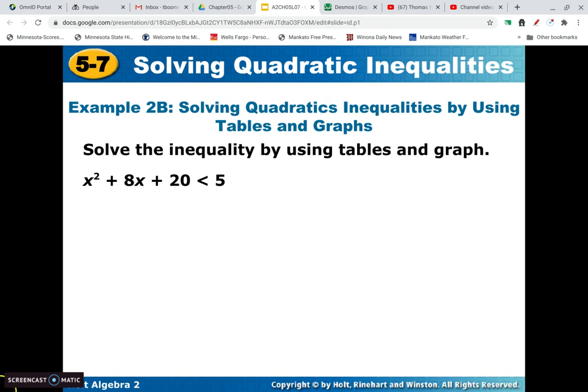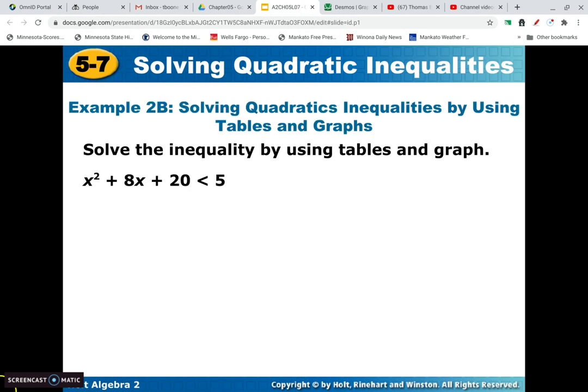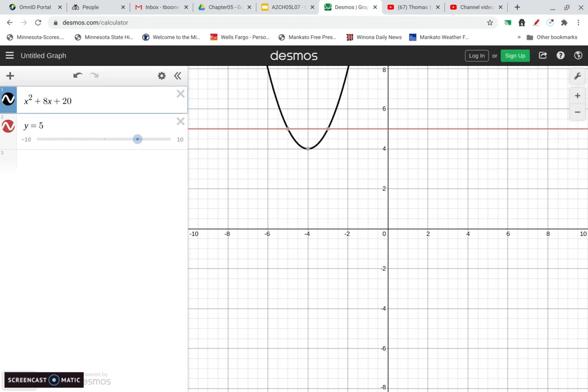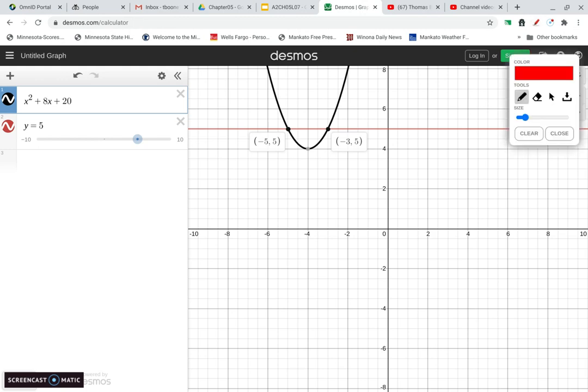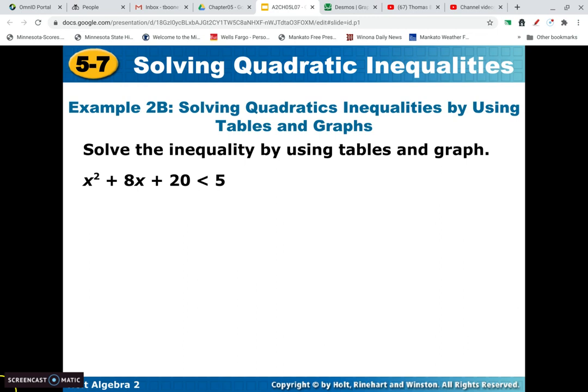Now let's do this. When is x squared plus 8x plus 20 less than 5? Let's go back up there and change this up. It's the same graph. Once again, this time we're looking at when are we less than. We have those same two intersection points, but now what we're asking for is when are we below 5. That's when we're in between. So this is going to be an and, that conjunction. When x is greater than -5 and less than -3. By graphing that, we can see that.